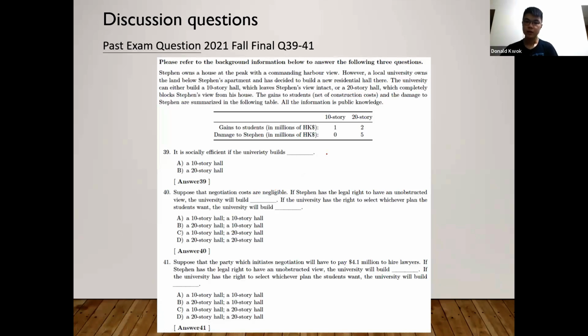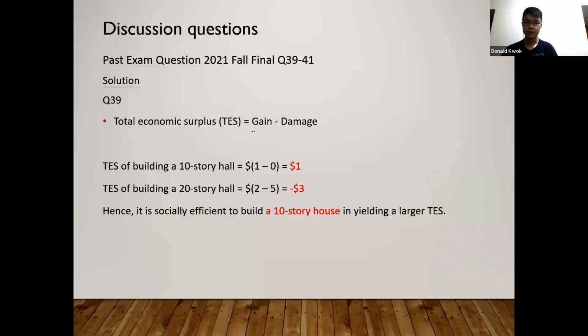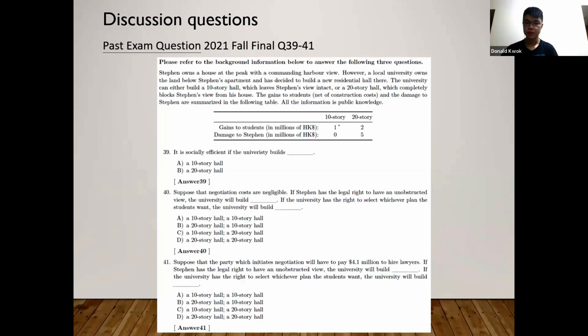Okay, so total economic surplus can be calculated as follows: the gain to students minus the damage to Stephen. So let's say the total economic surplus of building a 10-story hall will be 1 minus 0, which is 1, while the total economic surplus of building a 20-story hall will be 2 minus 5, which is negative 3. So this is how we can calculate the total economic surplus. And apparently, the total economic surplus of building a 10-story hall is larger. So it will be socially efficient to build a 10-story hall.